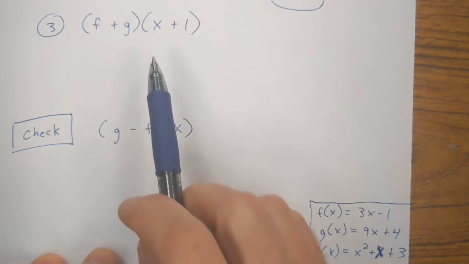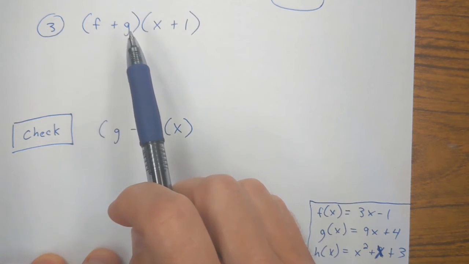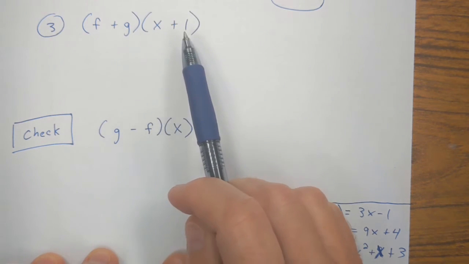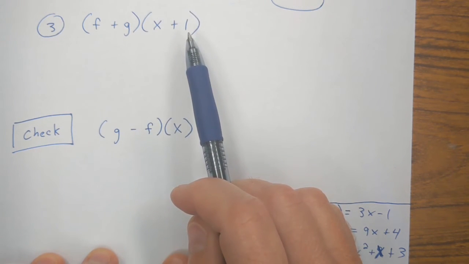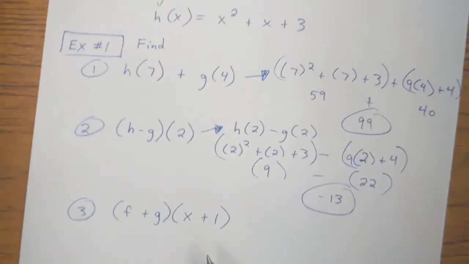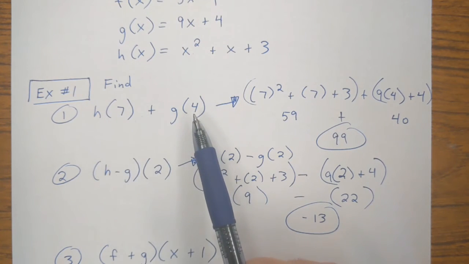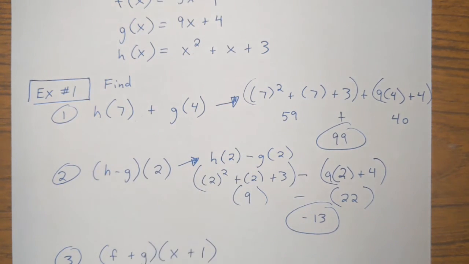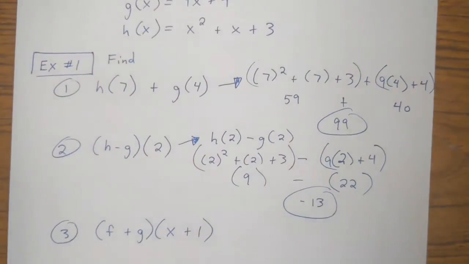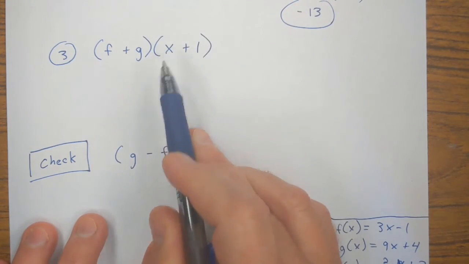Now, this third problem is going to be the trickiest of the day, because you'll notice I have these functions f plus g of x plus 1. Well, this is different because here our input is not simply a number. Here our input is actually this expression, x plus 1. You'll notice in our previous examples, we always had inputs that were numbers. Here was an input of 7, an input of 4, an input of 2. Those are relatively easy, can mostly be done on your calculator. How do you handle a problem, though, when your input has a variable?